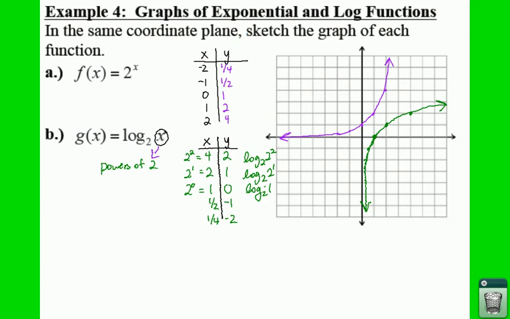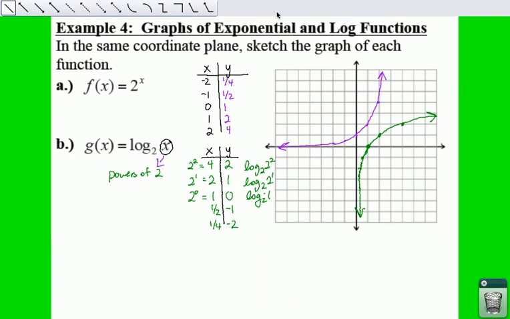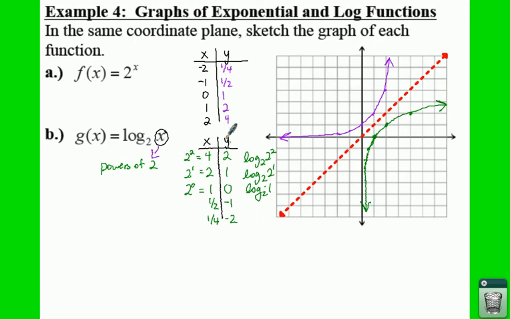So those graphs reflect over the line y equals x. And what you can do is make a table for your exponential function and then just flip-flop your x's and y's and you get your values.